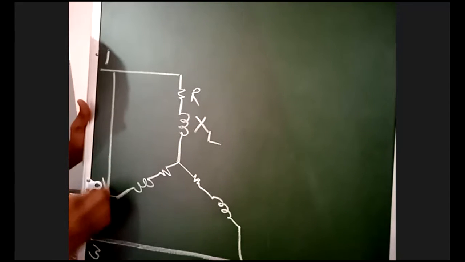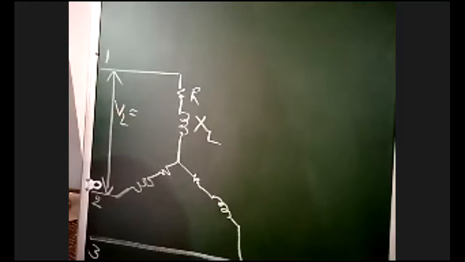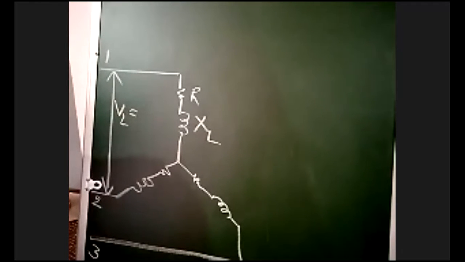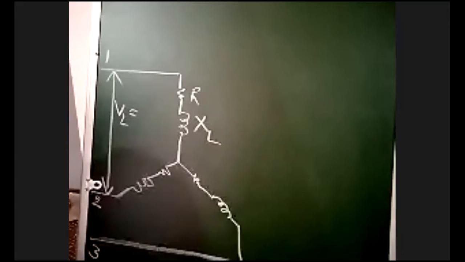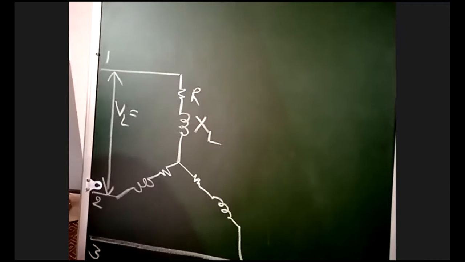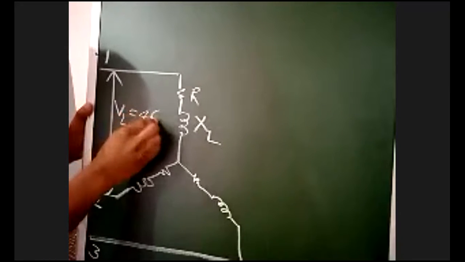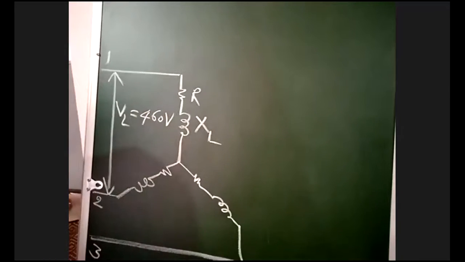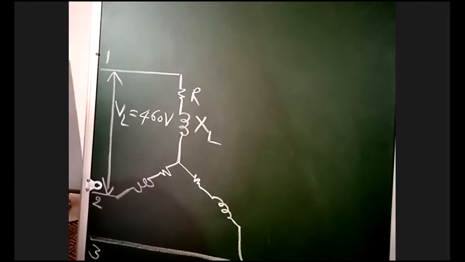And they are giving the line voltage. In the problem, always line voltage is given. What is that voltage? 460 volts. Okay. Line voltage means in between two phases.